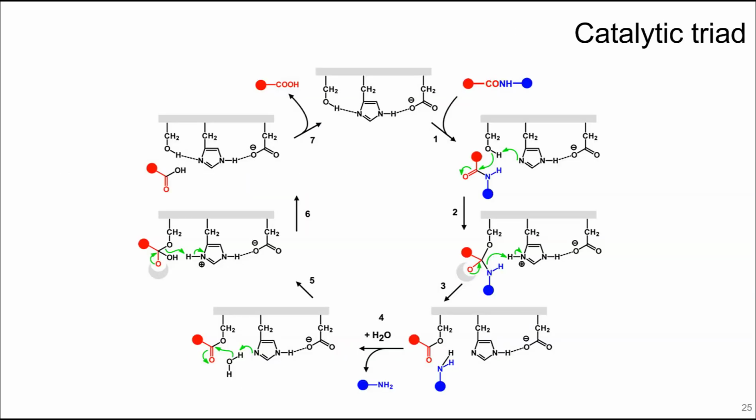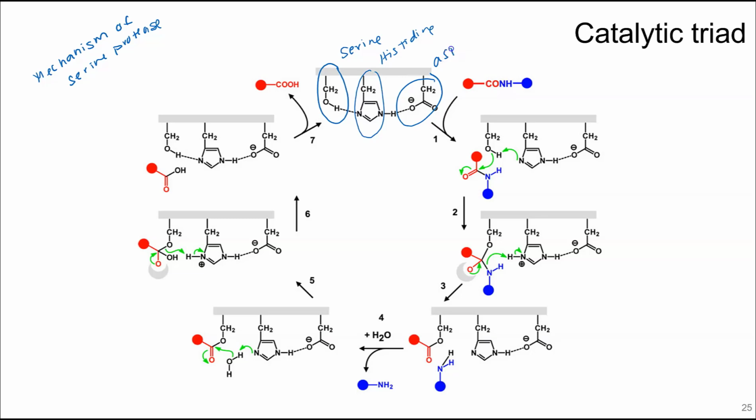This is a mechanism of a serine protease. This is referred to as the catalytic triad, where we involve serine, which is here. This is serine. This is histidine. And this is aspartic acid. So those are the three amino acids involved in the catalytic triad. The histidine and the serine are kind of acting as bases, and the aspartic acid is acting as the acid.